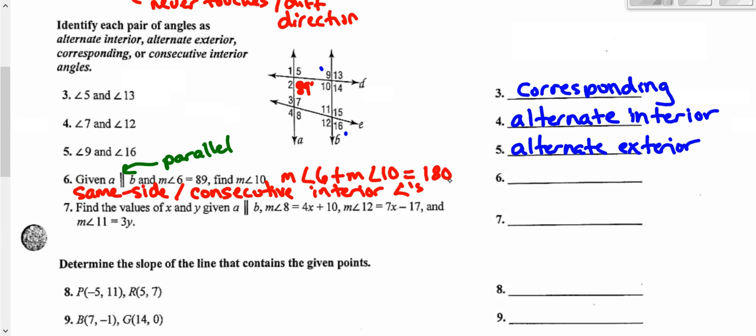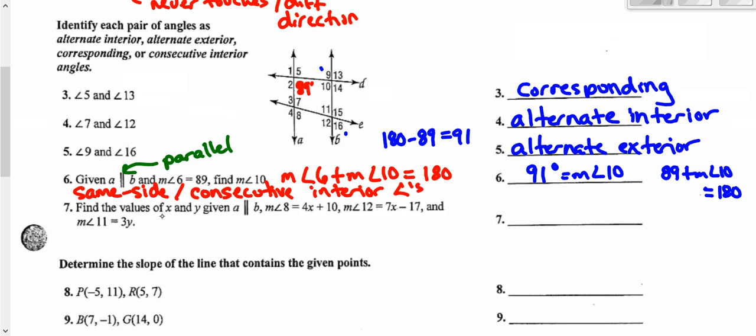And those are always supplementary. So I know that the measure of angle 6 is 89. So I'll have 89 plus the measure of angle 10 equals 180. So I can subtract 89 from 180. So we have 180 minus 89, and that's going to give us 91 degrees. So that's equal to the measure of angle 10.